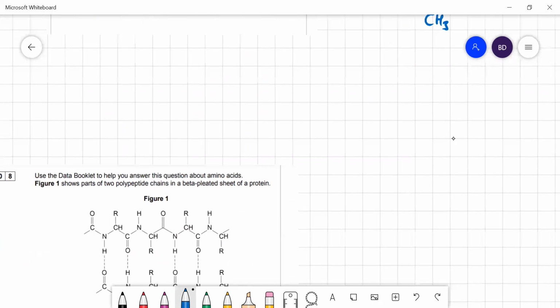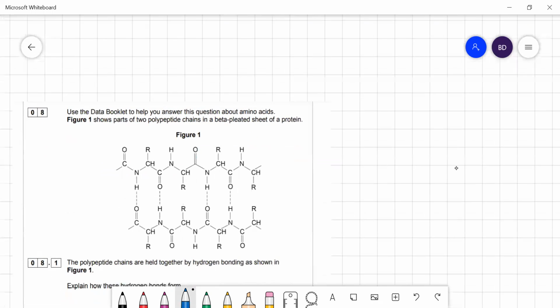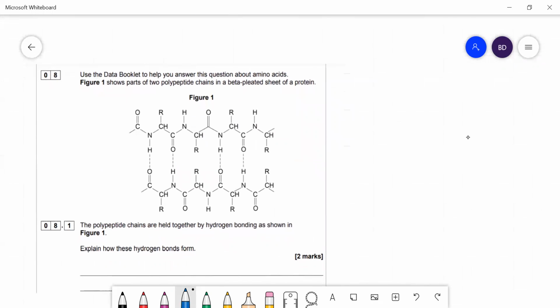Right, onto biochemistry, and this is showing a protein. Use your data booklet to help you answer this question about amino acids. It shows part of 2 polypeptide chains in a beta pleated sheet of a protein. The polypeptide chains are held together by hydrogen bonding. Explain how hydrogen bonds form.